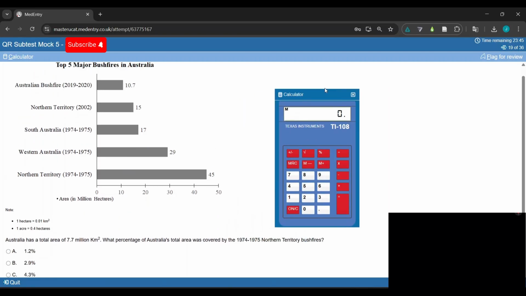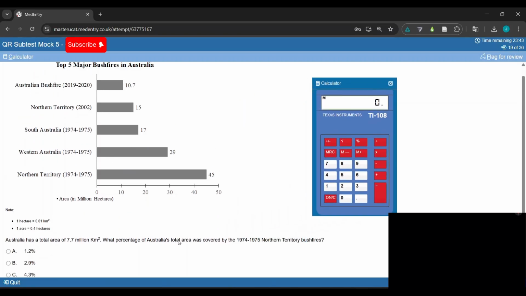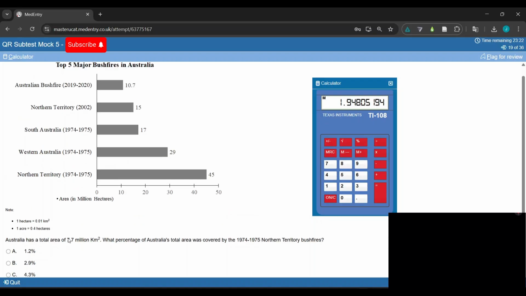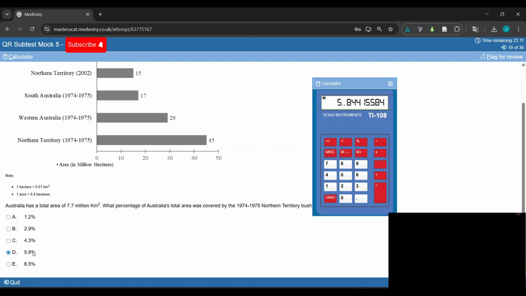Yeah. So Australia 7.7. What percentage of it was covered by the Northern Territory bushfires? That's 1.5. So that's 15 million right now. So that's 1.5 million. 0.15. So 0.15 divided by 7.7 times it by 100. Australia's 74, 75, Northern, I looked at the wrong one, so then times this by 3, 5.8, because I calculated for 15, Northern Territory is for this.